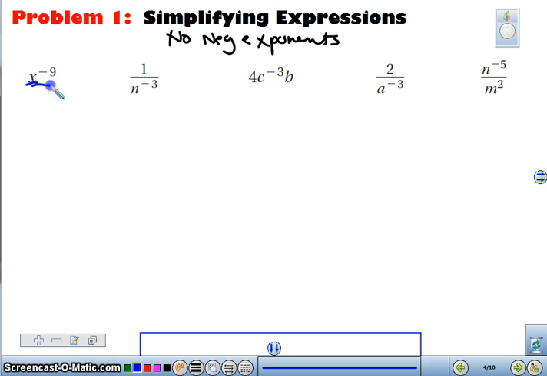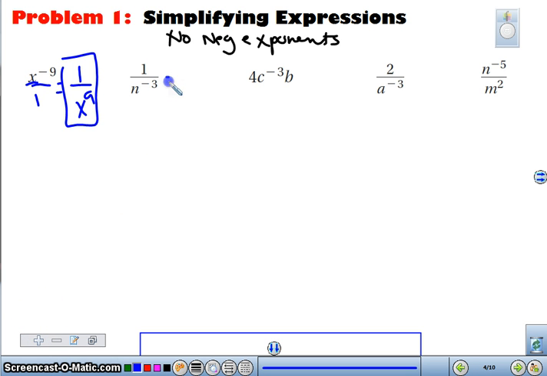So we start with this problem. We want to think of it as over 1. To simplify it, it's going to be 1 over x to the 9th. And you're done. Please try the next one. Pause the video.